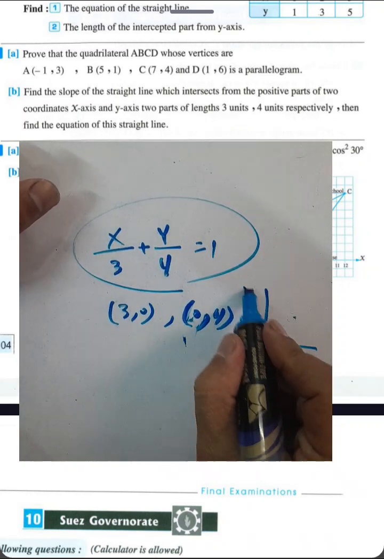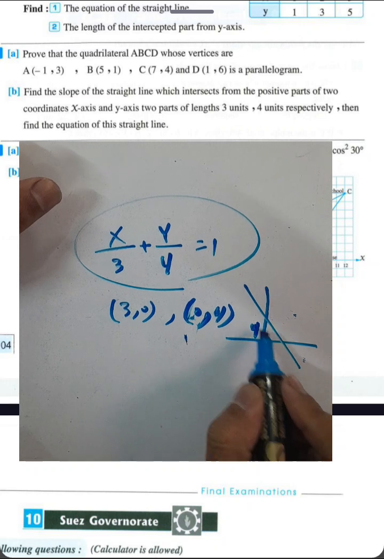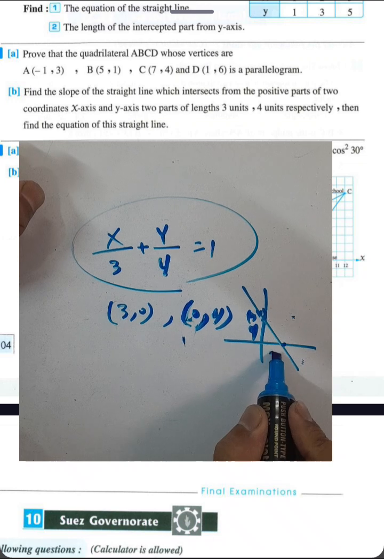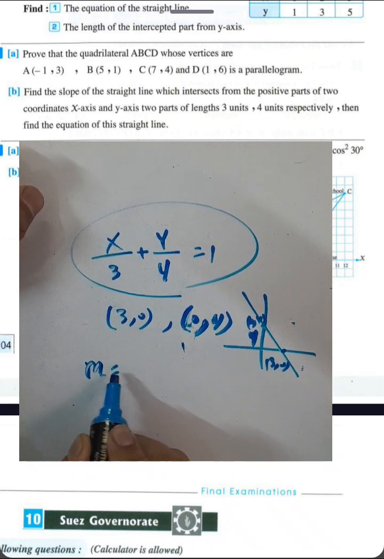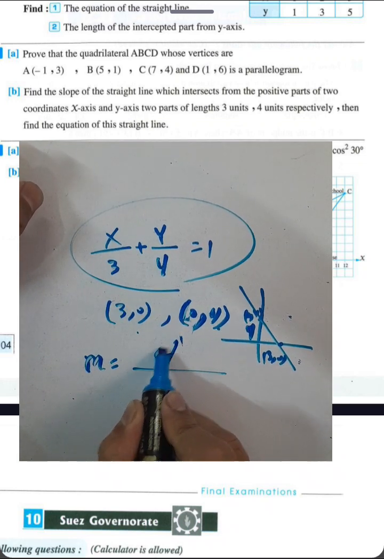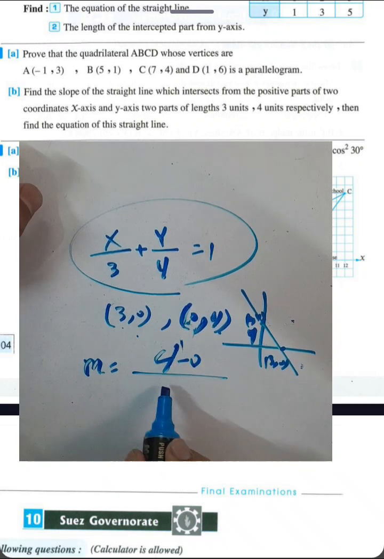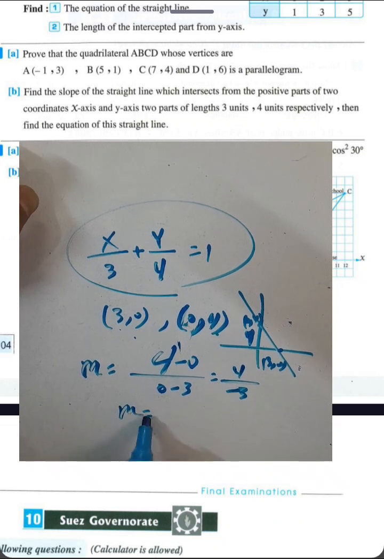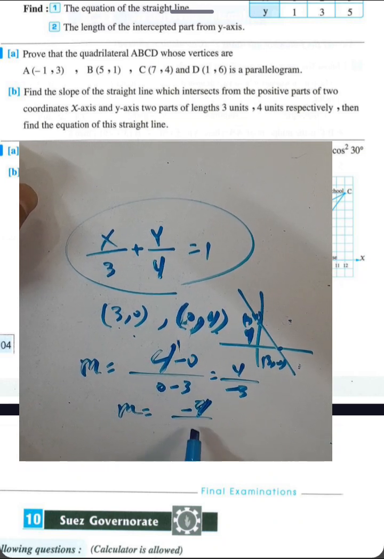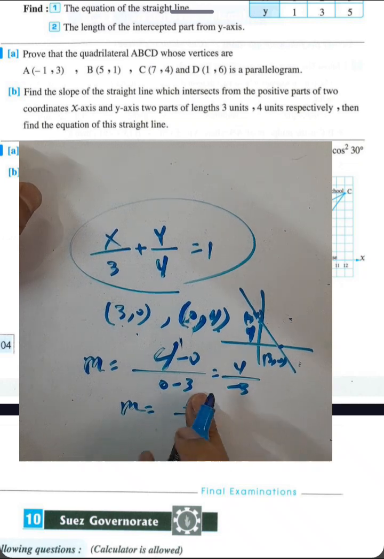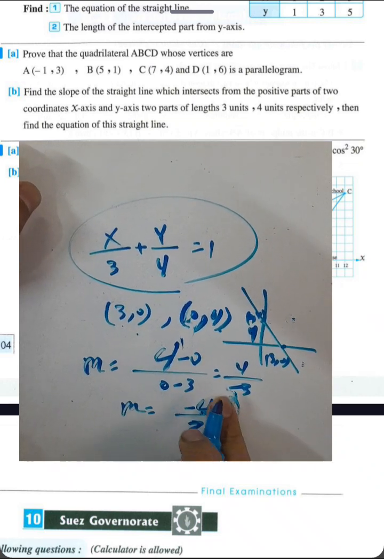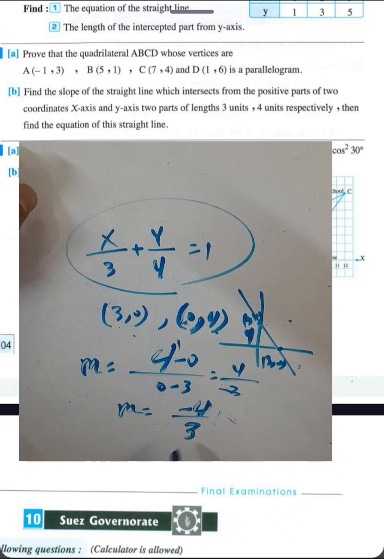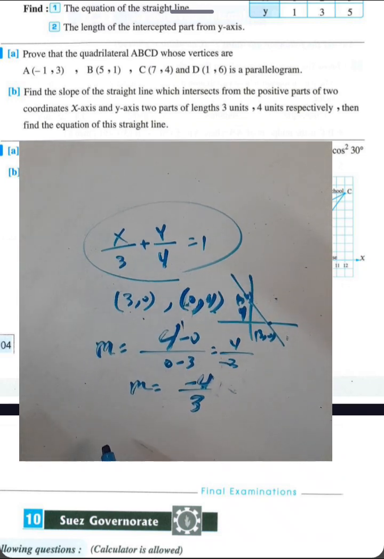The straight line cuts the y-axis at 4 parts. This is the result, here (0, 4), and this point will be (3, 0). Then we can find the slope here, y2 minus y1, 4 minus 0 over x2 minus x1, 0 minus 3. Then the result will be 4 over -3, then the slope equals -4 over 3. It's the slope.